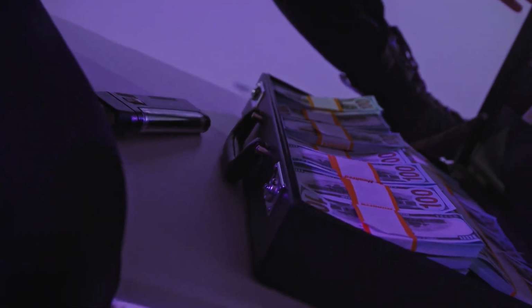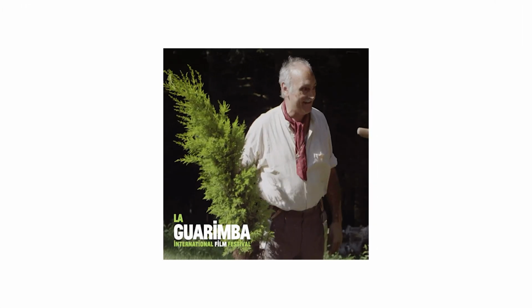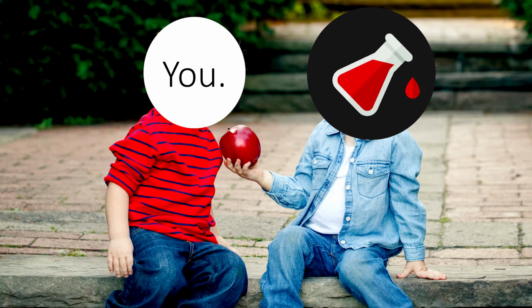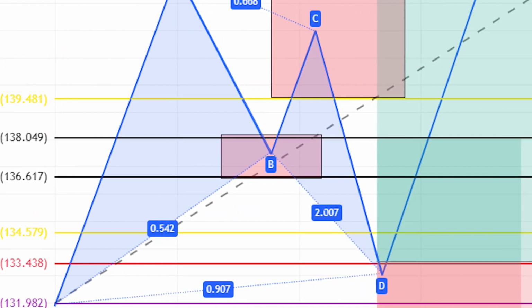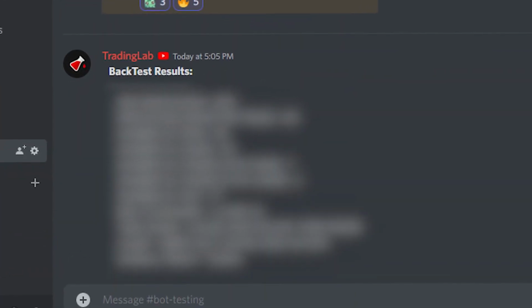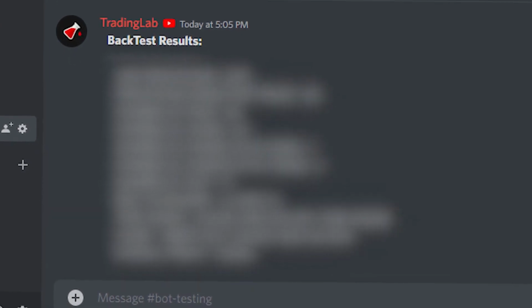Now, we were originally going to keep this strategy between just us and the premium members in the Discord, but we decided, let's share it with the whole community. So here we are, sharing it with the whole community. Now, I'm going to share how this strategy works, all the settings you need to know, and we'll also be sharing the backtest results with you at the end of the video. Let's get straight to it.